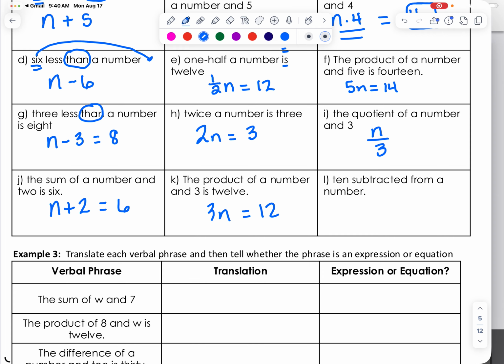All right. L, 10 subtracted from a number. So circle this turnaround word "from." 10 subtracted from a number. Now the turnaround word means the 10 is going to go at the end. So N minus 10 means 10 subtracted from a number.